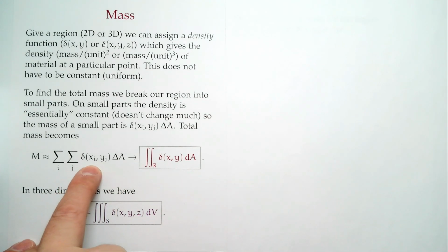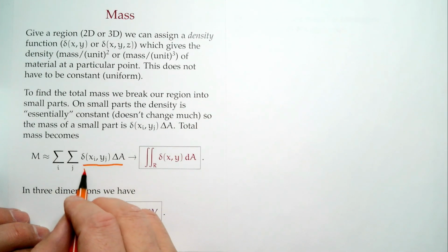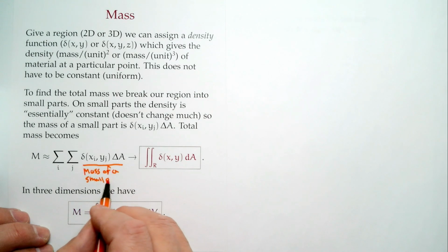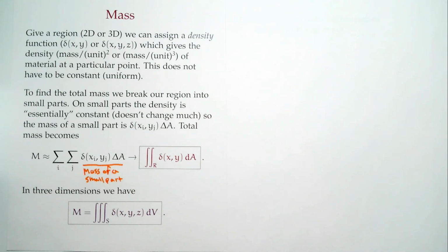If we take density times area, that produces the mass. So you should think of this little piece here as the mass of a small part. In other words, when you have that density times delta A, that's our mass of a small part. And then we're going to add all the parts together. In the limit, as we let things get small, that becomes the integral over our region of density dA. So again, when you multiply density times dA, you get the mass of that small piece. And then the double integral says we're just adding all the pieces up.